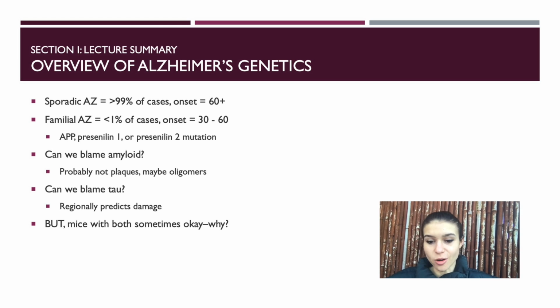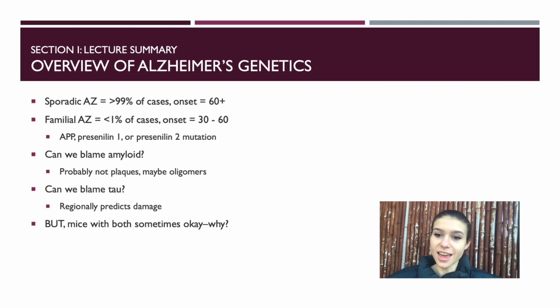We learned that there are two forms of Alzheimer's in humans. The first is the sporadic form, and that's over 99% of cases and usually starts after 60. Then there's the familial form. This is less than 1% of cases and has an onset around 30 to 60. And the familial form can be caused by mutations in the genes APP, presenilin 1, or presenilin 2, all of which lead to excess amyloid production.